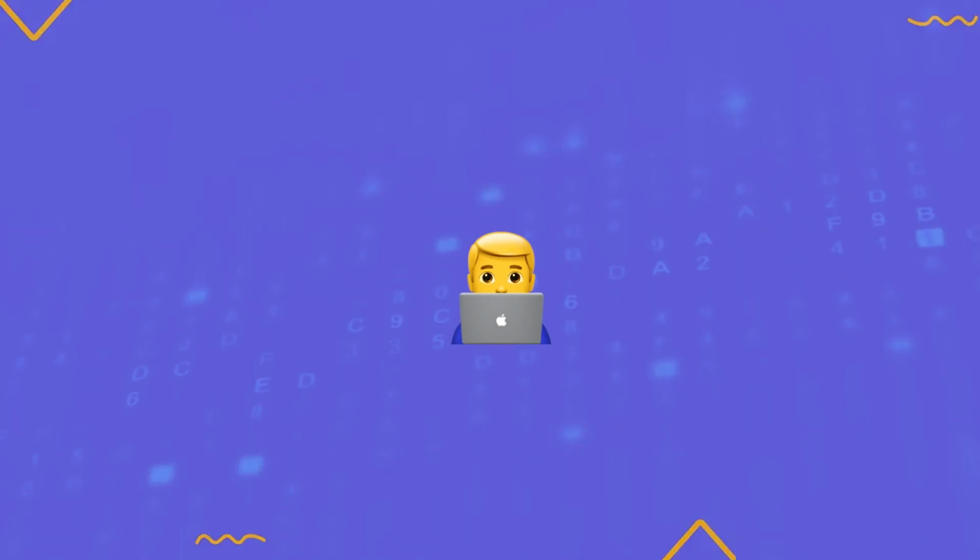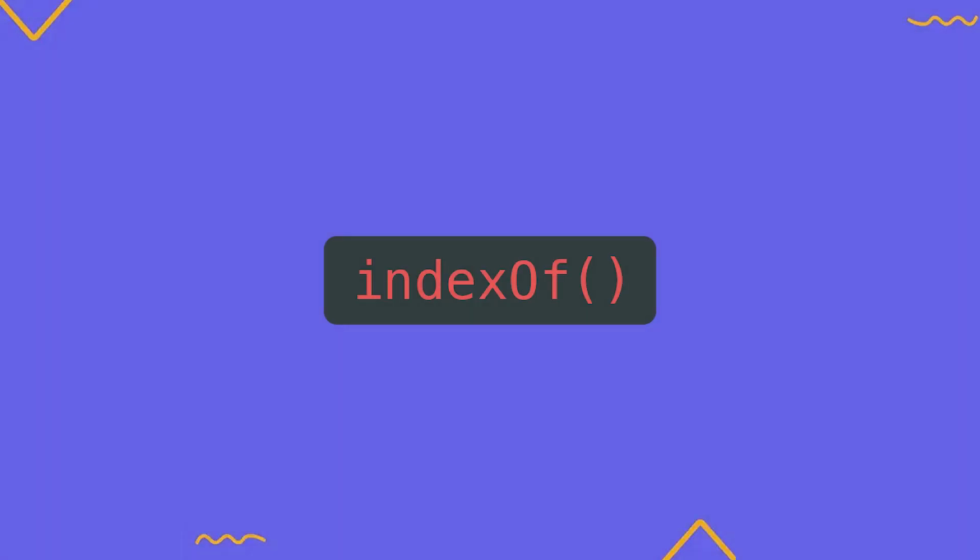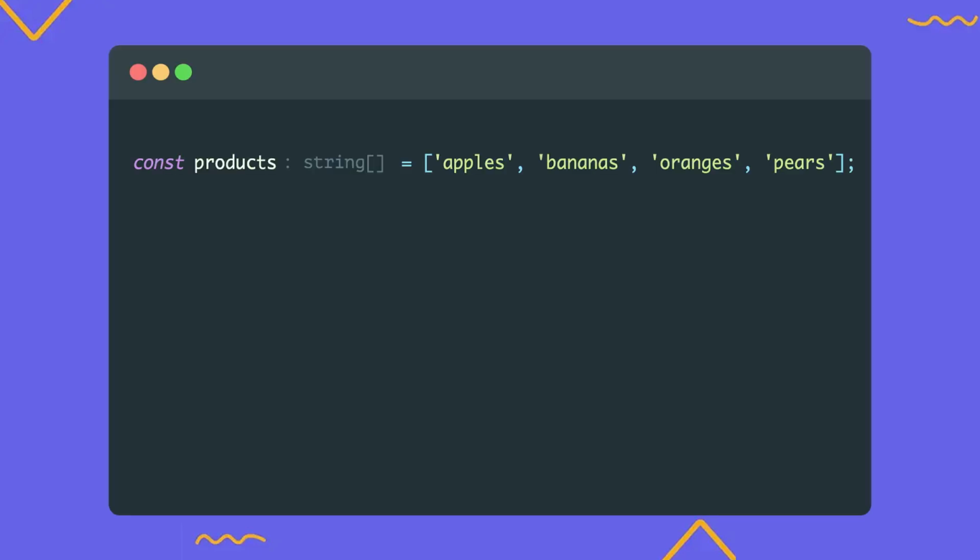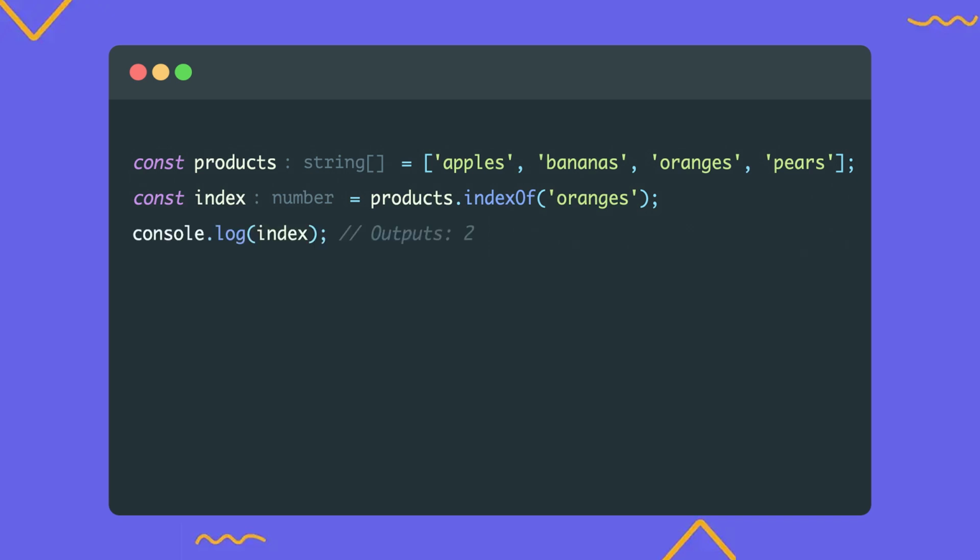So let's get started. This JavaScript method is used to find the index of the first occurrence of a specified value in an array. Its use can significantly simplify data handling. Suppose we have an array of products: apples, bananas, oranges, pears. If we want to find out the index of oranges, we can do this using indexOf. As you can see, indexOf returns the index 2 because oranges are in the third position in the array.